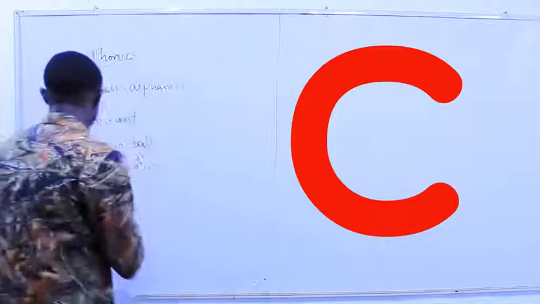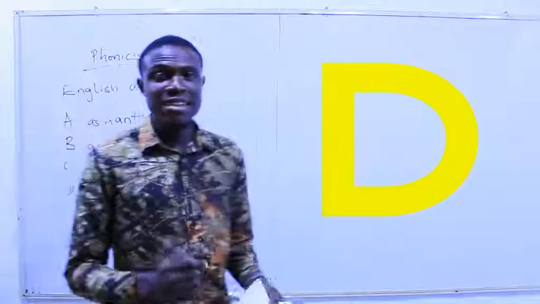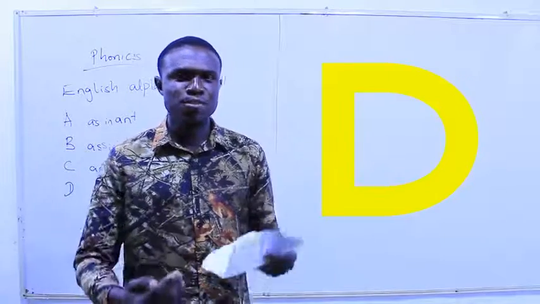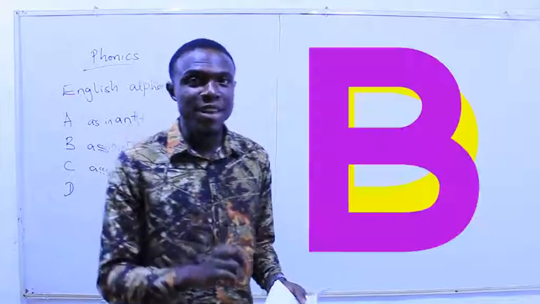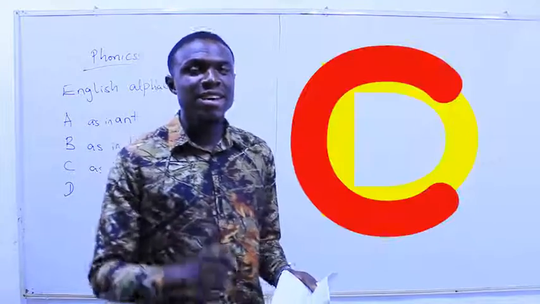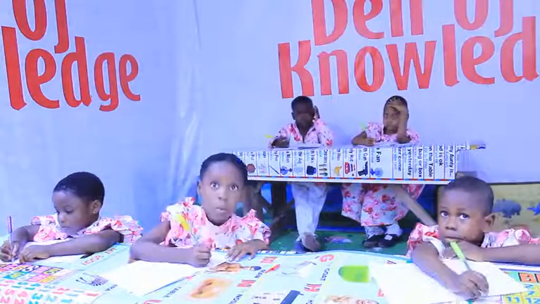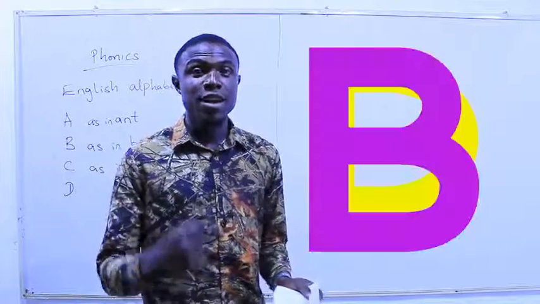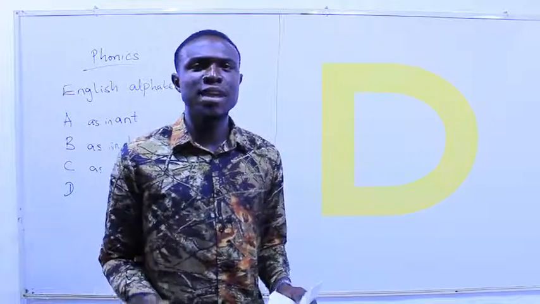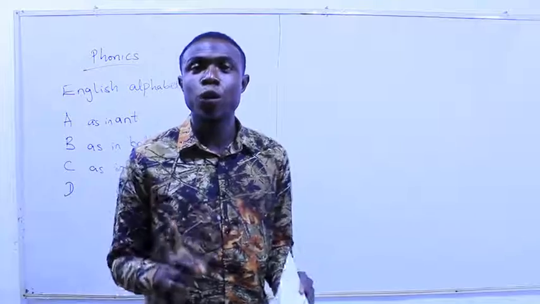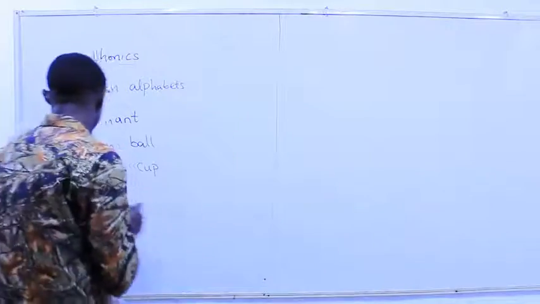The letter D. Now let's just be going step by step. A, B, C, D. You see, it's very simple. A, B, C, D. If you pronounce it like that, you've gotten it. Anywhere you go in the world, it's still the same pronunciation. Okay, let's look at another one.